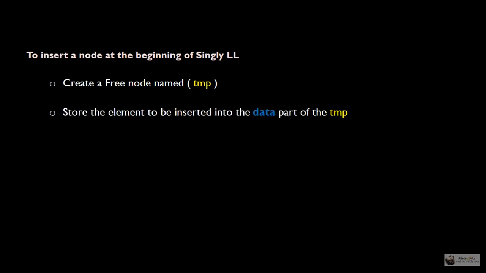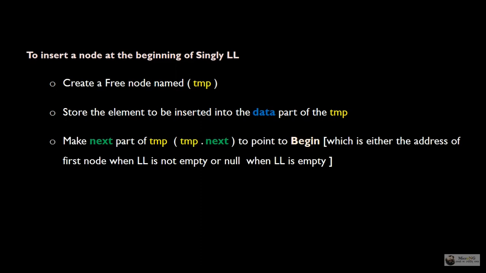To insert a node at the beginning of single linked list, first we need to create a free node named TMP. Store the element to be inserted into the data part of TMP. Once we store the data, we need to make the connections. Make next part of TMP, that is TMP.next, point to begin. Now begin will be either the address of the first node when the linked list is not empty, or null when it is empty. So TMP.next will become either null, or it will point to the existing first node. Make begin point to the newly created node TMP. So this way we will be able to insert a node at the beginning of single linked list.